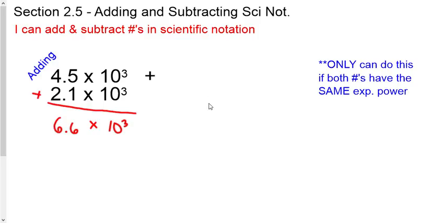Now, how do you know if it works? When it's something small like this, you can figure out what it is in standard form. So 4.5 times 10 to the third power is the same as 450. 2.1 times 10 to the third power is the same as 210. What's 450 plus 210? 660. The same thing that we got right here. So that's why it works.